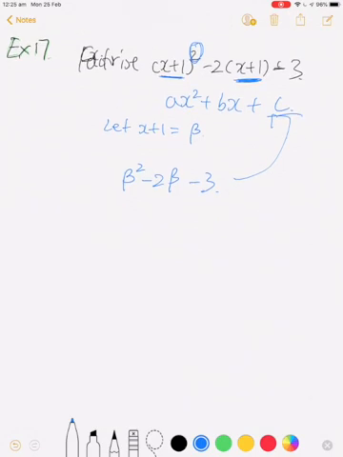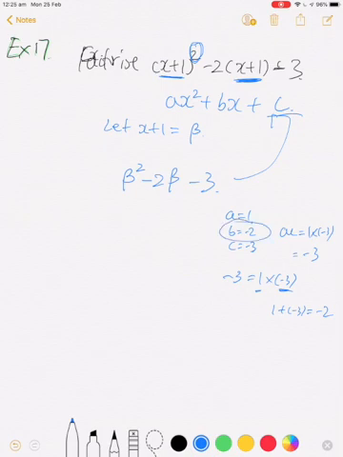So now we just continue using the same method. a is equal to 1, b is equal to negative 2, c is equal to negative 3. The product ac is 1 times negative 3, which gives me negative 3. Now we just need to find the two factors. So negative 3 is equal to 1 times negative 3. These two factors add together, sum up, to equal the value of b. So now these are the two factors we are looking for.